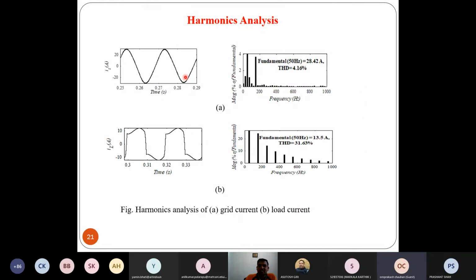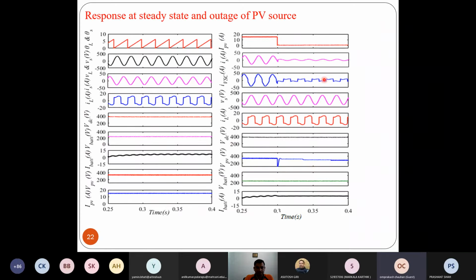These are the harmonic analysis, I mean grid current THD and load current THD. The load current THD is around 31%, and for the grid current THD we are getting 4.16%, which is within the limit of IEEE 519. Response at steady state and outage of PV source: we have already seen some steady state parameters, but at outage of PV source, the VSC is carrying only harmonic power.